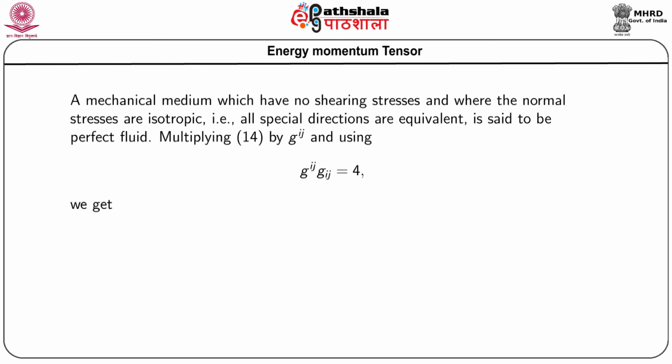A mechanical medium which has no shearing stresses and where the normal stresses are isotropic, that is, all spatial directions are equivalent, is said to be a perfect fluid.